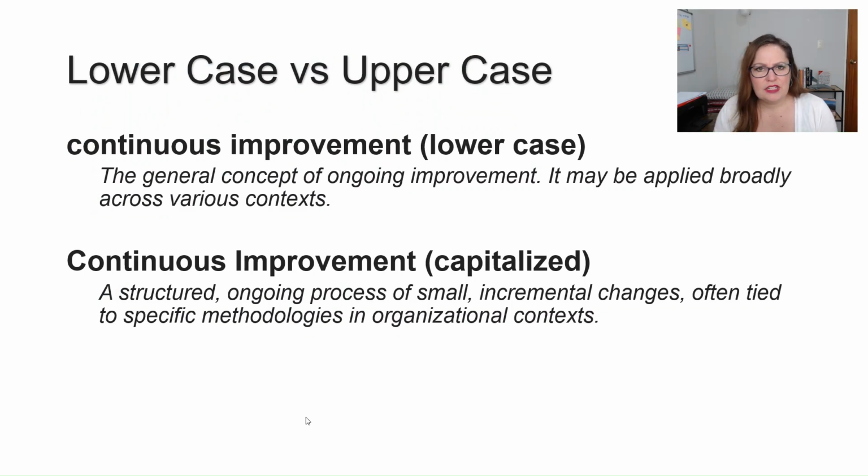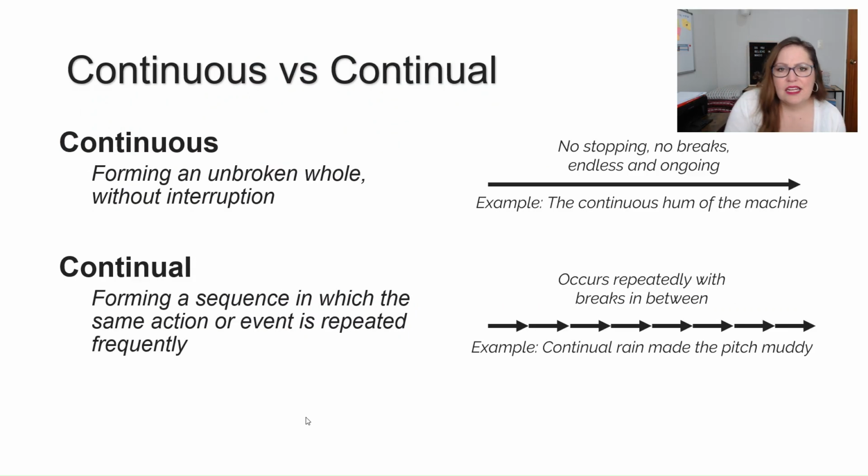But what we came here today to talk a little bit more about was continuous versus continual. So continuous literally means forming an unbroken whole without interruption. So you can see here we have a line. There's no stopping, there's no breaks. It's endless and ongoing. So we can think of the hum of a machine or an engine. It's continuous. It never stops. It keeps going and going and going.